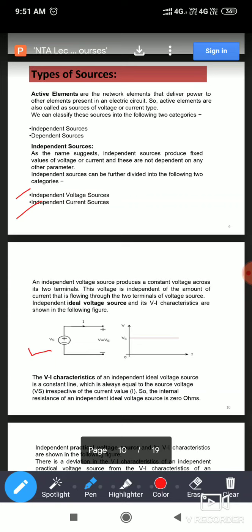What is the symbol? There is a circle, and in the circle the polarity is mentioned, that is the positive plate and negative plate. But what is the value here? Vs. Vs is a variable, it may take any value. So here it is an independent voltage source.